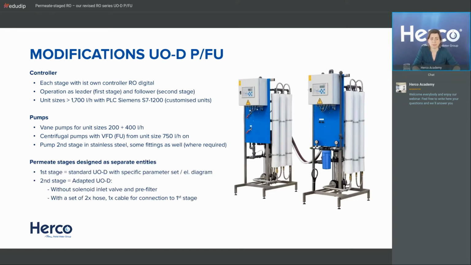Okay, you see that the permeate stages are designed as separate entities. It's very obvious here. First stage is a standard unit. On this slide, that's the stage on the right-hand side. You can see that immediately because the second stage doesn't have a pre-filter. So you see this blue filter in front. The left-hand side doesn't have a blue filter, and it doesn't have this solenoid inlet valve because it's directly connected to the first stage. But it comes with a set of 2 hoses. You see those as a connection between the 2 stages, plus a cable for the connection to the first stage.